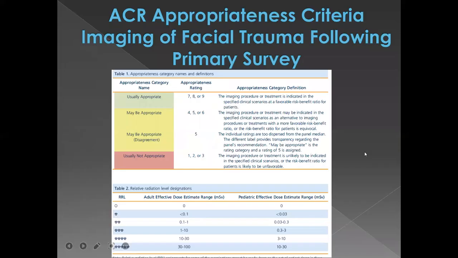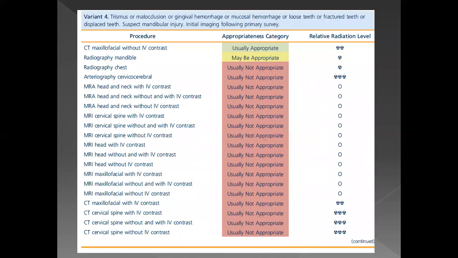All right. Now coming to the ACR criteria for imaging of facial trauma following primary survey. I've already explained this table to you guys, so I won't be repeating that. Let's just look at what the ACR report says regarding mandibular trauma. So this variant number 4, which they've given in their report, I've shared the report with you guys. I hope that, at least if you've not gone through the entire report, you at least have a look at the tables and what they say.